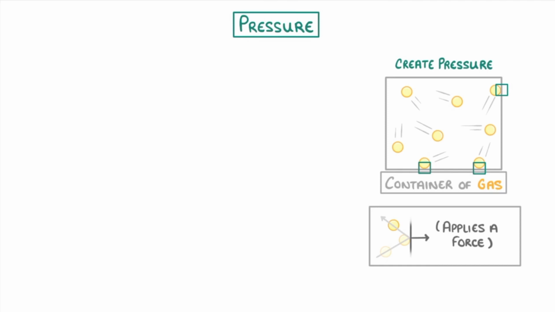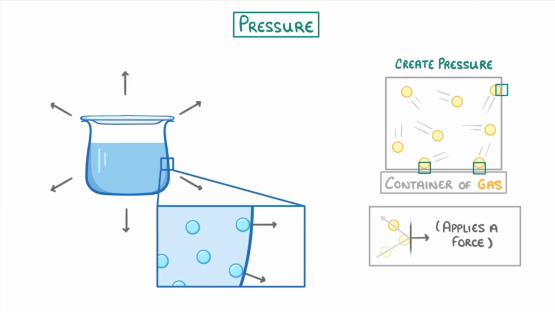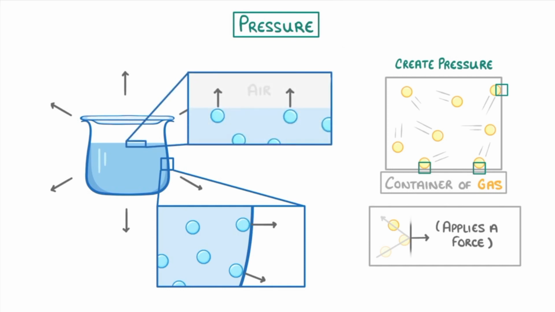The same thing happens with liquids. For example, if we had a beaker of water, it will apply force outwards in all directions, as the water particles collide with the glass walls on the sides and bottom, and with the air at the surface. So this will again create pressure. We refer to these two types, in gases and liquids, as fluid pressure.